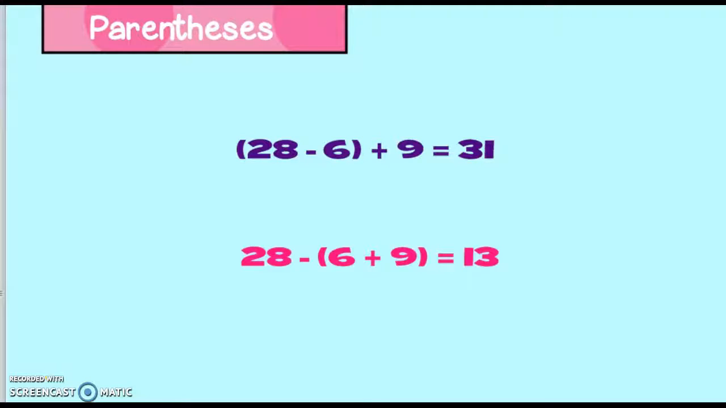What makes them both true is where you put the parentheses. Today we're going to talk about parentheses in number sentences. Whenever you see a parentheses, you need to do that first. So in this first problem, you would do 28 minus 6, which is 22, plus 9 equals 31. That is true. In this problem, you would do 6 plus 9 first. Now go back and solve the problem. 28 minus 15 is 13.